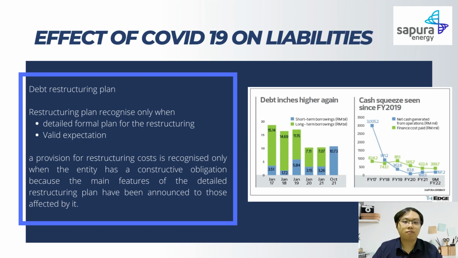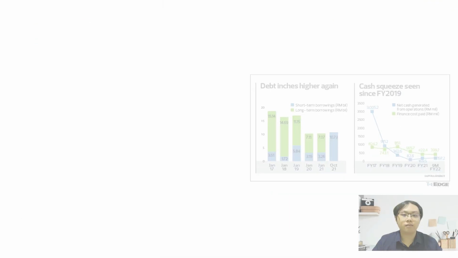Why is Sapura Energy going for a debt restructuring plan? This can be seen in the diagram on the right. The diagram shows that the Sapura Energy debts remain at a high position, with their short-term borrowings exceeding 10 billion ringgit in October 2021, while their net cash generated from operations is not enough to cover the financial cost paid throughout the 4 years starting with the financial year of 2019.